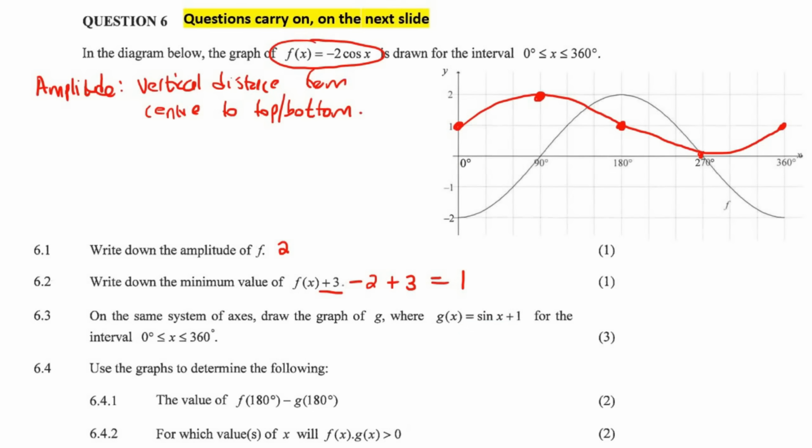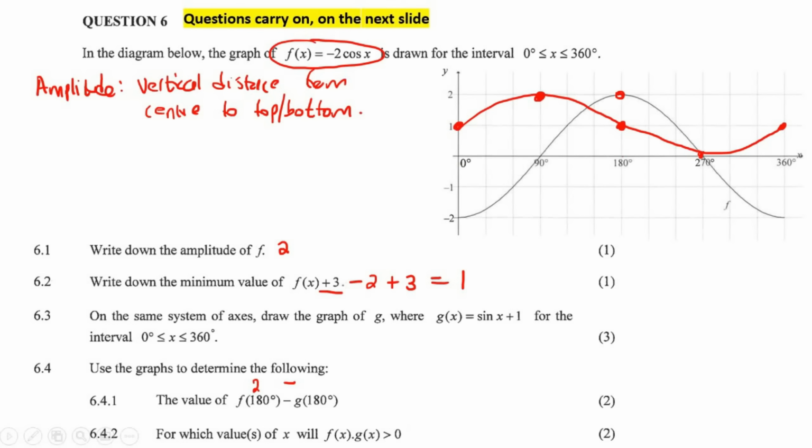The next question, use the graph to determine the following, the value of f180 minus g180. So what does that mean? It means if we go to 180 degrees on the graph of f, which is this one, so we go to 180, and then you go read off the value. So it means you must go read off the value, which is over here. Okay, so it's a 2. So we put a little 2 over there. And then we say minus.